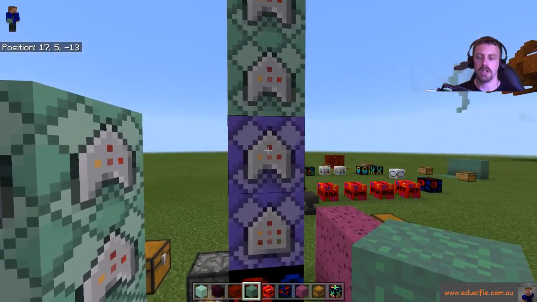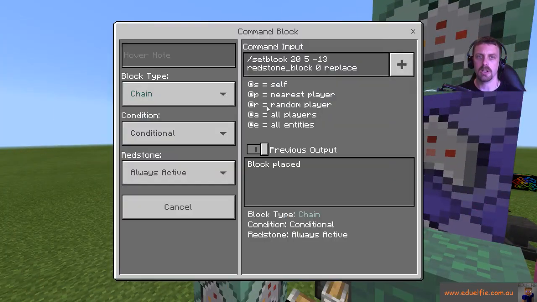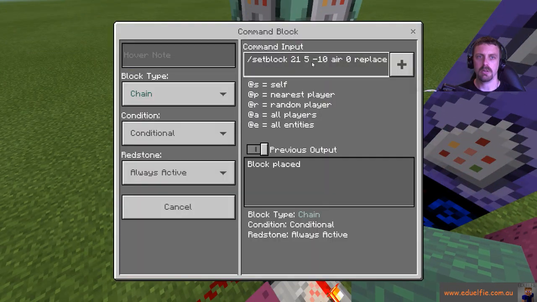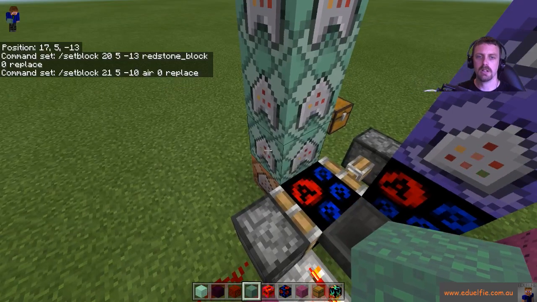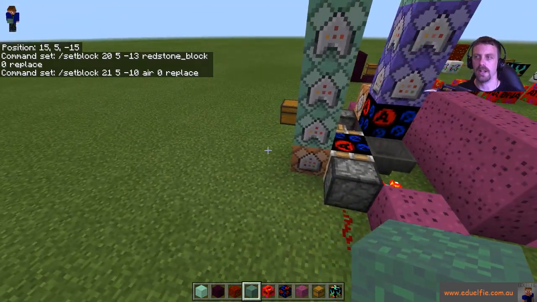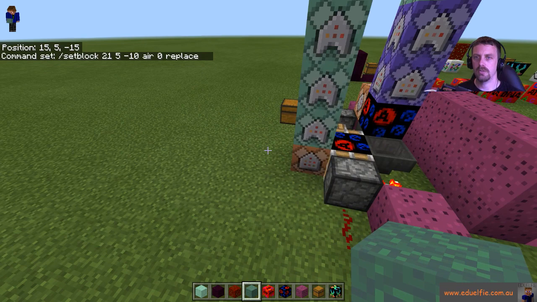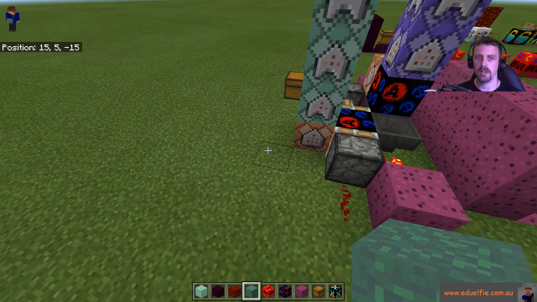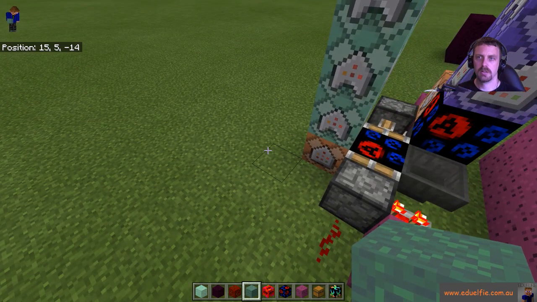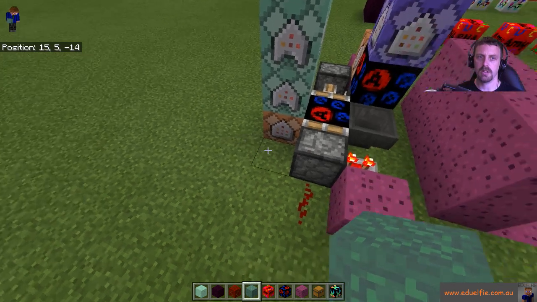So this block here, no, this block here, this one here, 21.5, yeah, this one here needs to be set on a random chance of it happening, if that makes sense. How can I do that effectively here in this situation?